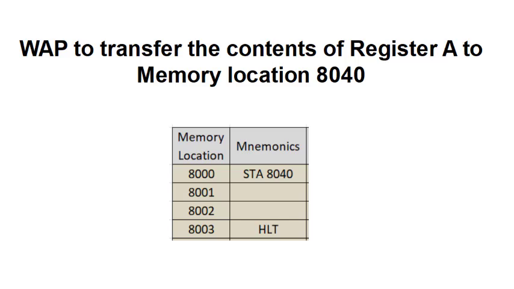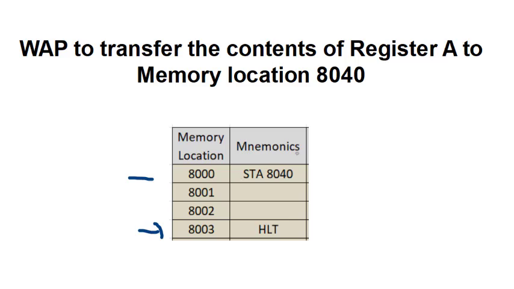Next we do the third program. Here we write a program to transfer the contents of register A to memory location 8040. It is of course very straightforward. What we do is STA 8040 and then halt. These are the only 2 instructions, but we will write one more instruction. When we are doing it on the simulator, we will first store some data in register A.